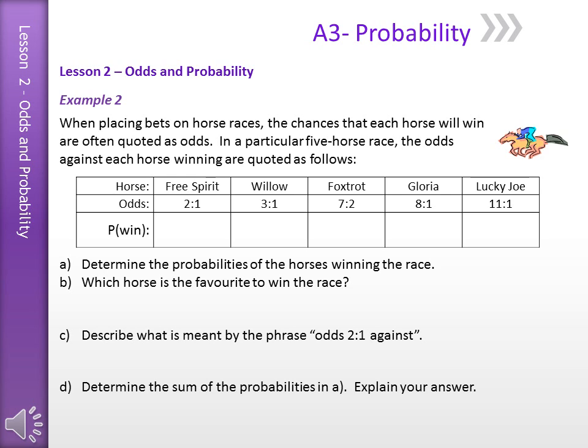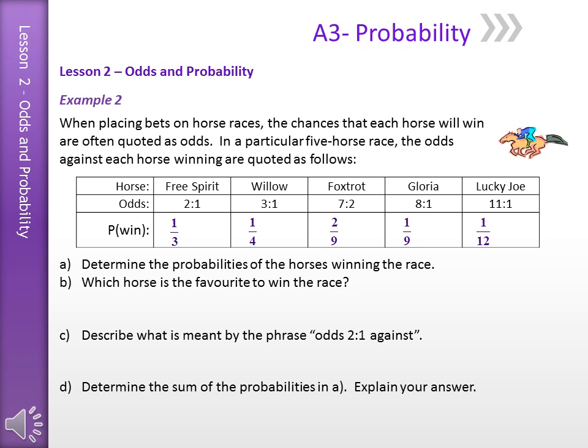The first thing we're going to do is we're going to convert these odds into probabilities. So for Free Spirit, who has 2 chances of losing to 1 chance of winning, which is a total of 3, the probability would be 1 over 3. Similarly, the probability of Willow winning would be 1 over 4. Foxtrot would be 2 over 9. Gloria would be 1 over 9. And Lucky Joe would be 1 over 12.